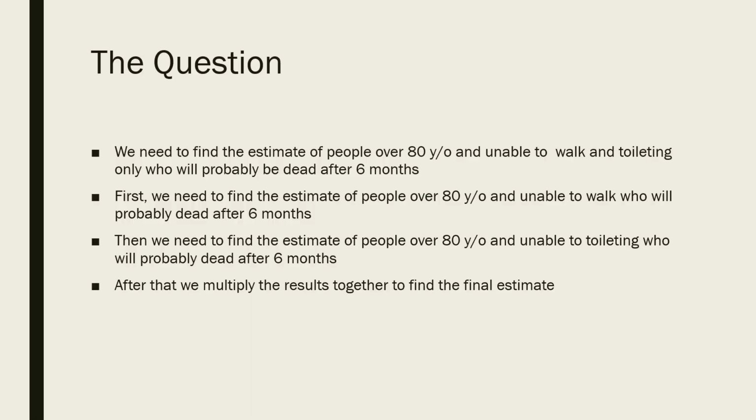So just to review the question again, we need to find the estimate of people over 80 years old and unable to walk and toileting, only those who will probably be dead after 6 months. So first, we need to find the estimate of people over 80 years old and unable to walk who will be dead probably after 6 months. Then we need to find the other estimate of people over 80 years old and unable to toileting who will be probably dead after 6 months. After we find those two estimates, we need to multiply them together to find our final estimate, which the question wants us to do.